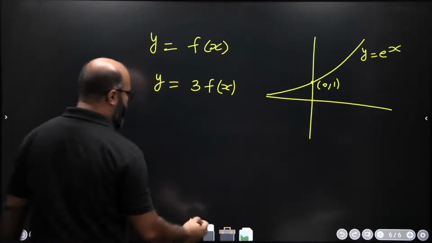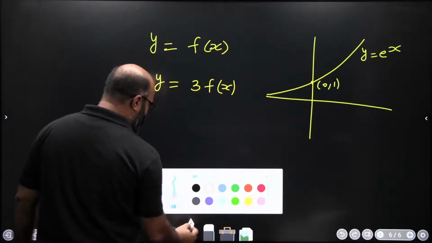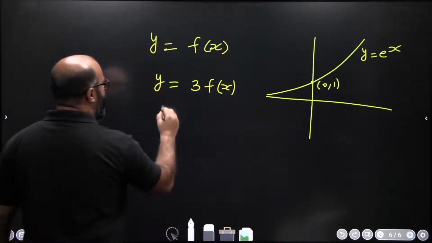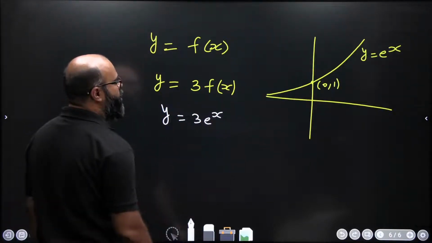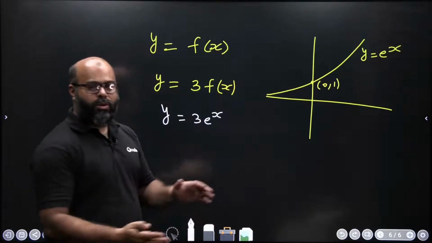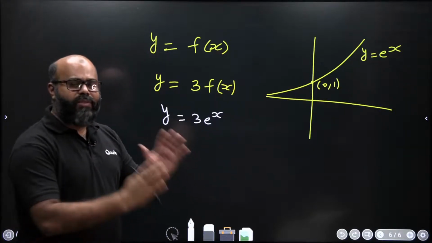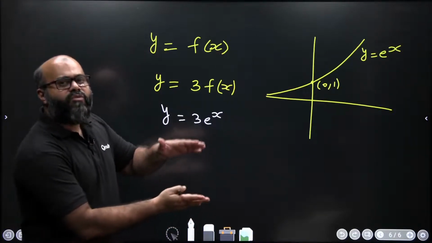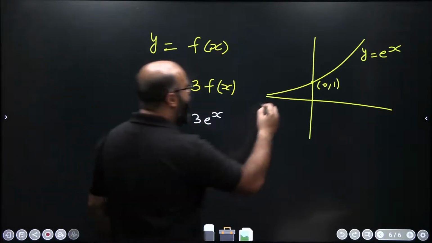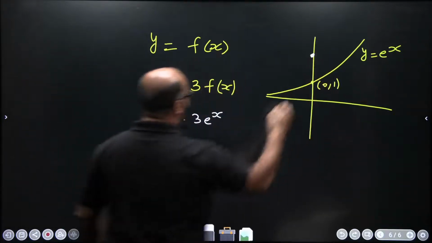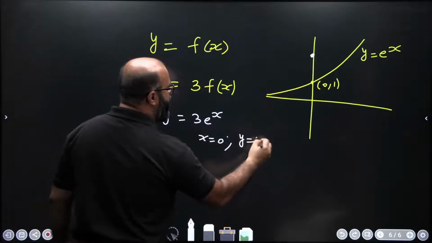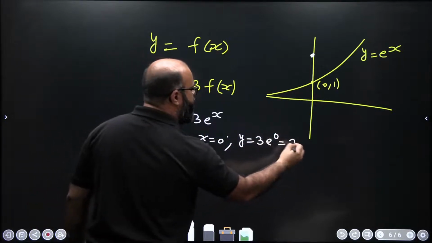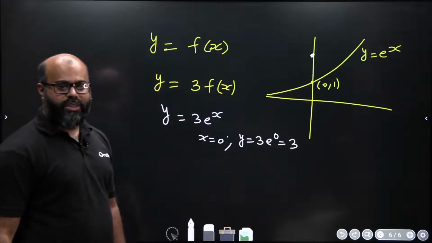Now if I am talking about the graph y is equal to 3 e to the power x, what will happen to that? The output is getting multiplied with 3, so it will stretch vertically 3 times. When you take x is equal to 0, you will get y is equal to 3 into e to the power 0, which will be 3, because e to the power 0 is 1.